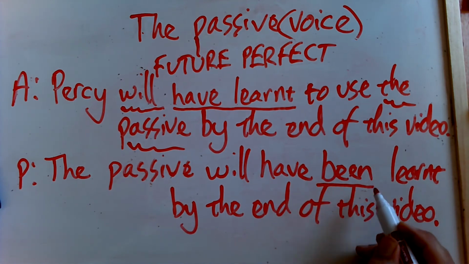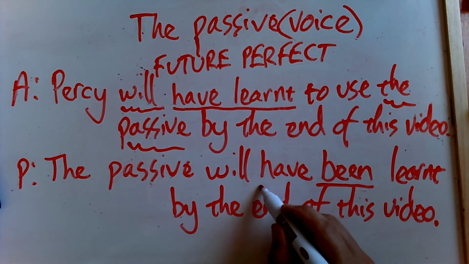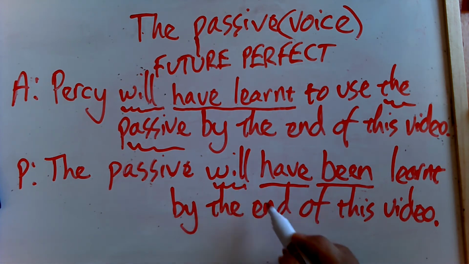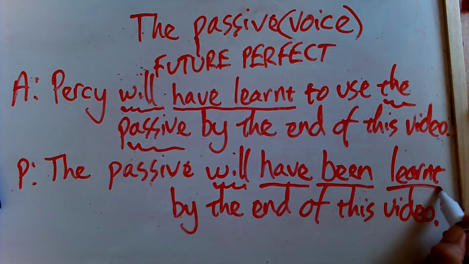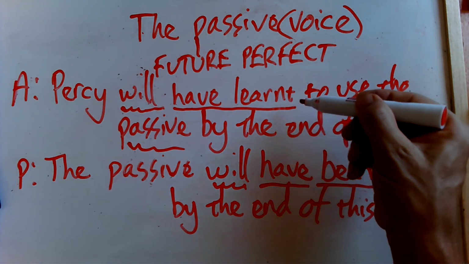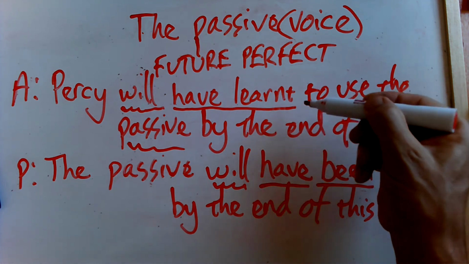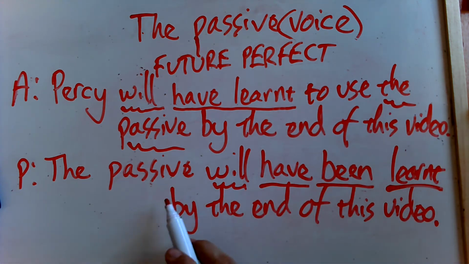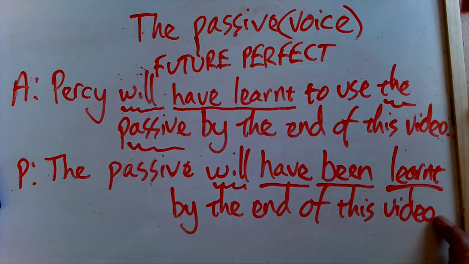We've got this form of the verb to be. This have cannot change because of the will. Okay. The third form of the verb will be the same form as the verb in the active sentence. The passive will have been learned by the end of this video.